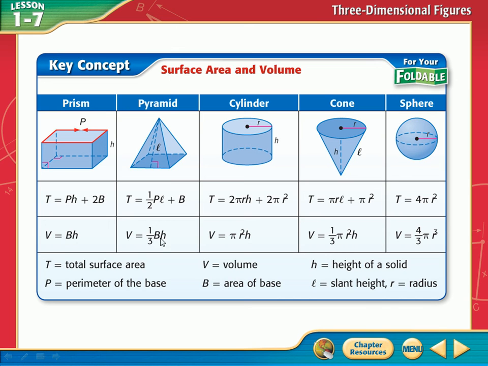It's 1/3 B H. Now what's the H? I don't even see an H here. They should have put one. What do you think the H is? It's from the top, straight down, perpendicular to the bottom. It's not the slanted one. This L is the one that's going down the side of it. The height is from the top straight down to the middle of that pyramid.